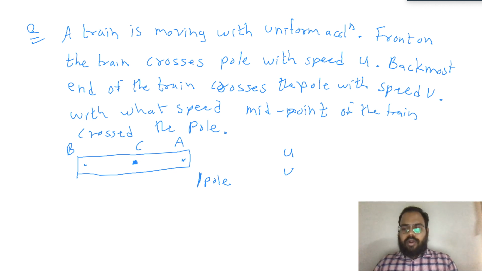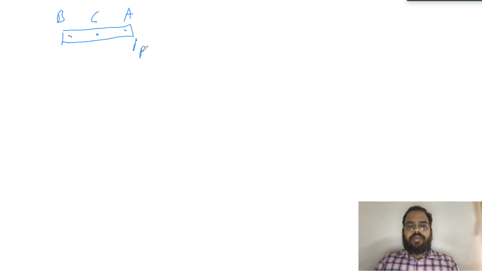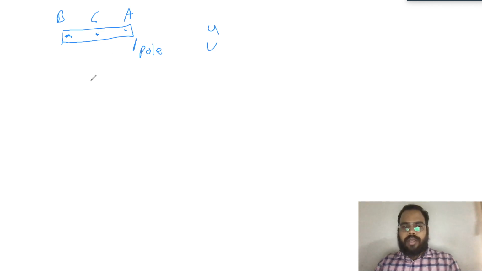So I'll solve the sum. So again I'll repeat the question. So this is my train, this is point A, the end point I have written as point B, and the middle point is point C. So this is my pole. So point A crosses with velocity u, point B, the end part of the train, crosses with velocity v. So you have asked with what velocity point C crosses the pole.